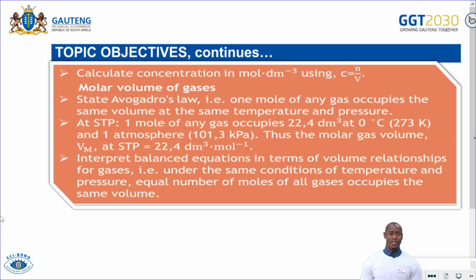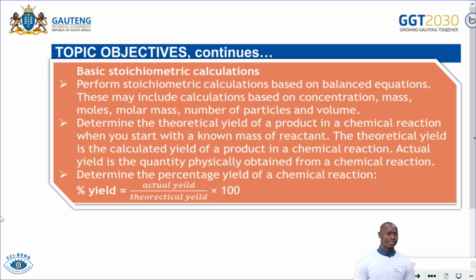interpret the balanced equations in terms of volume relationships for gases, right? And also we will be focusing on the basic stoichiometric calculations: determine the theoretical yield, determine the percentage yield, the percentage purity, find the limiting reactant, and after finding the limiting reactant, perform basic stoichiometric calculations. So this is what we need to focus on under quantitative aspects of chemical change, according to our ATP, our examination guidelines. This is what we need to cover.